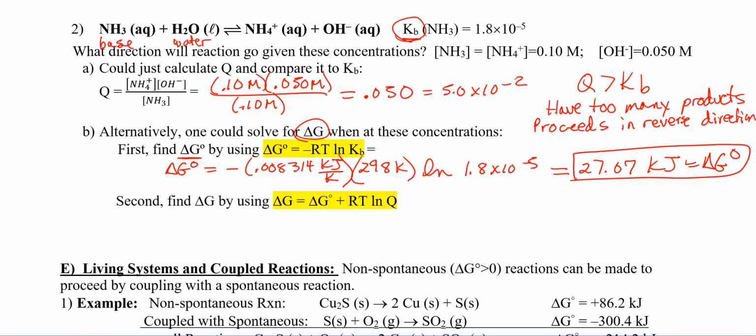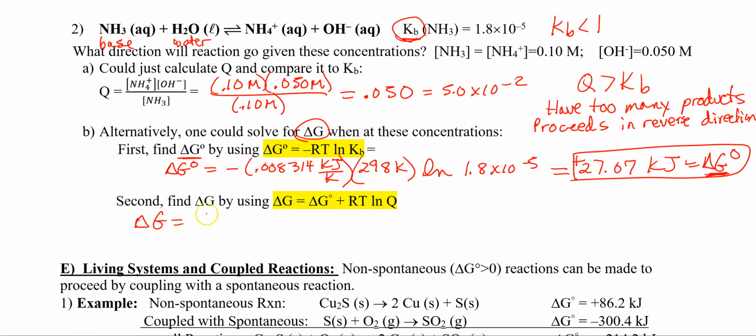Okay, so if you know the K, you can always find the delta G naught. And remember, they're related to each other. When the K in this case is less than 1, it means you're favoring your reactants at equilibrium, which means you have non-spontaneous at standard conditions, right? The delta G naught is positive, because you've got more reactants at equilibrium. But let's look at our delta G. So we're going to solve for delta G.